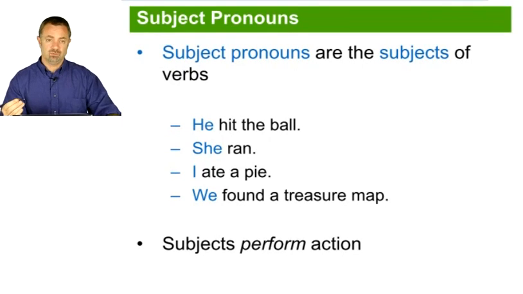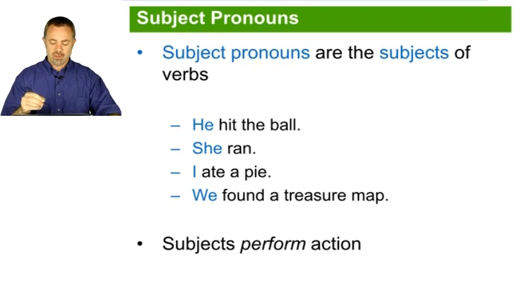Subject pronouns are the subjects of verbs, and we've talked about this before. So here we have: he hit the ball, and she ran, and I ate a pie, and we found a treasure map. Notice he, she, I, and we, those are all pronouns, and they are all doing the verb. Remember, subjects perform the action. So who does the hitting in the first sentence? He does. Who does the running in the second? She does. So these are all examples of subject pronouns.